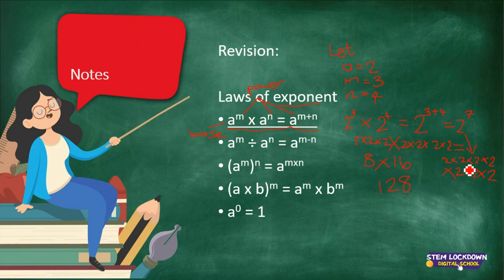So 2 to the power 7 is actually equal to 128. Obviously, you can use your calculator, and you see that your answer will be the same. So this is correct. So a to the power m times a to the power n is equal to a to the power m plus n, right?